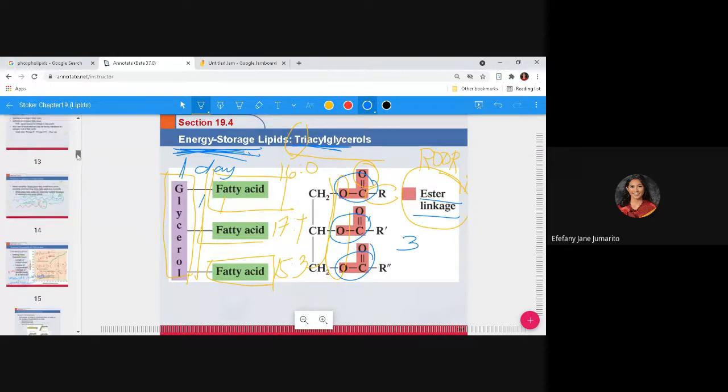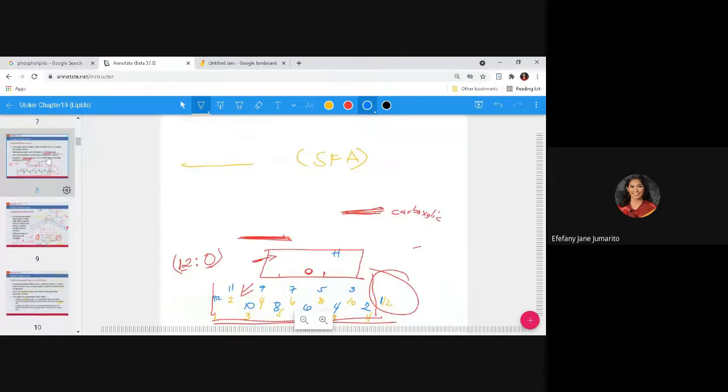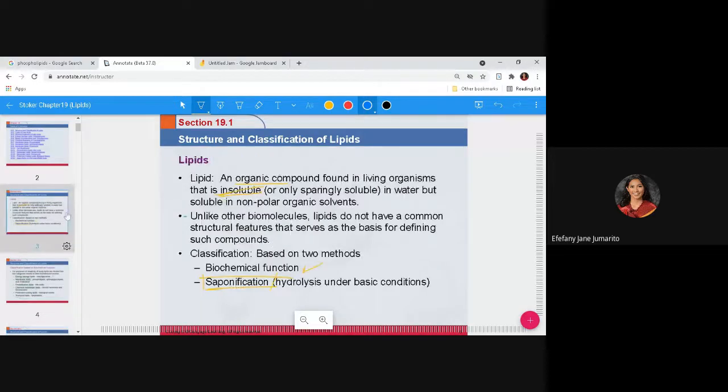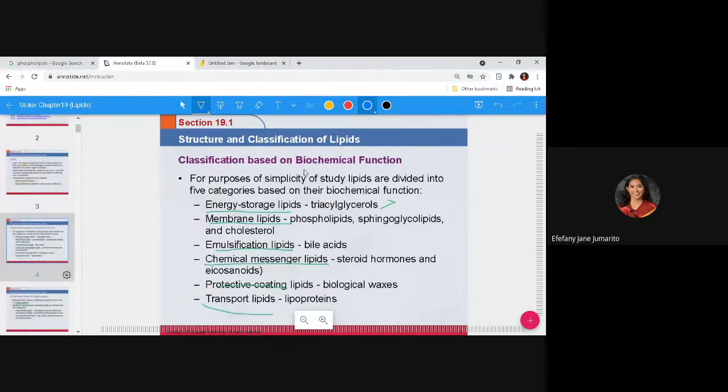Okay, so remember that your lipids have many functions. It can be energy storage, which is the triacylglycerols. Then we have membrane lipids, emulsification lipids, chemical messenger lipids, protective coating lipids, and transport lipids. So we have 6 functions of our lipids, and we have already tackled one. So we have triacylglycerols, the energy storage lipids.